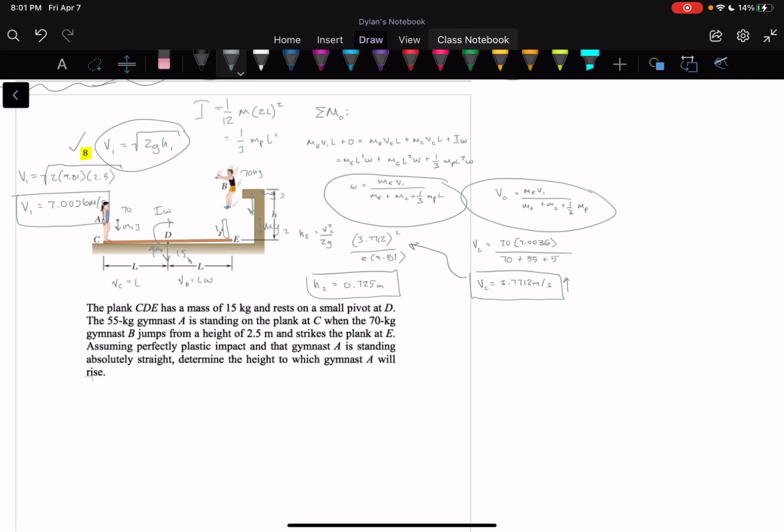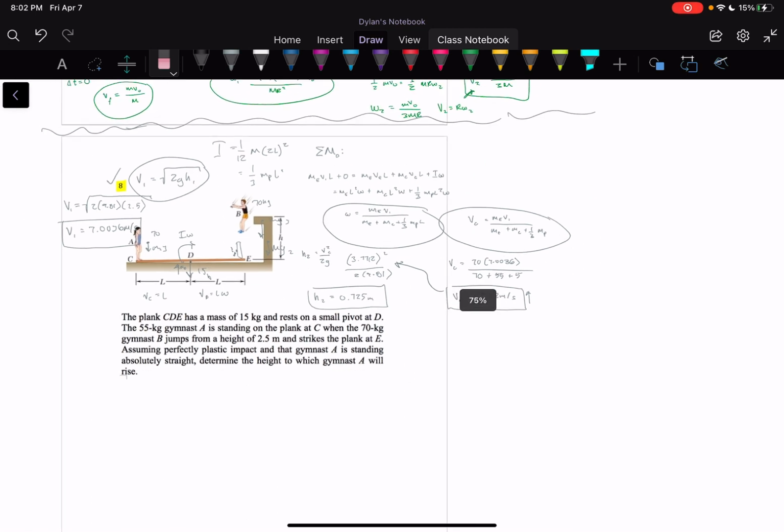It does give us the weight and the height of where he jumps from. So that was helpful and made it much easier to set the problem up. But basically just our sum of moments, then convert that into linear after we found our omega. And that is it.